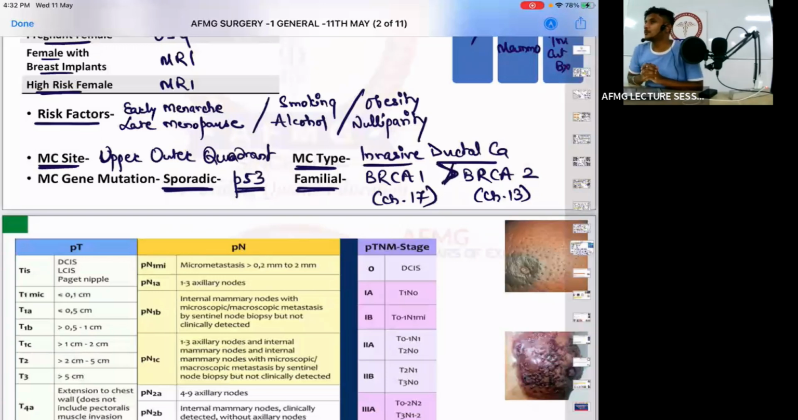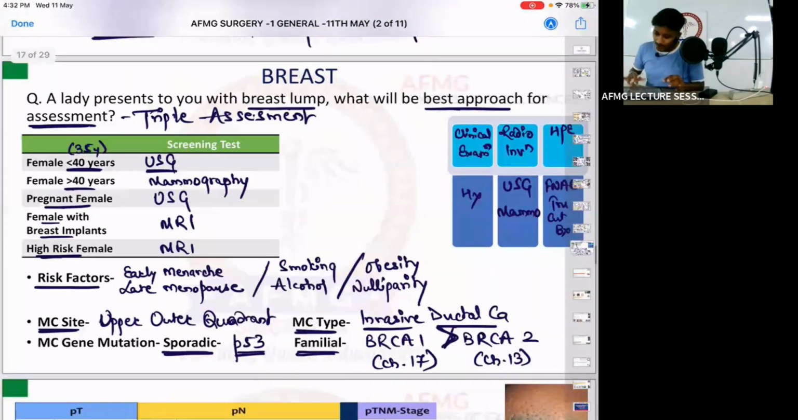Whereas in male breast cancer, the incidence of male breast cancer out of 100 is only 1%. Site is again the upper outer quadrant over there as well.